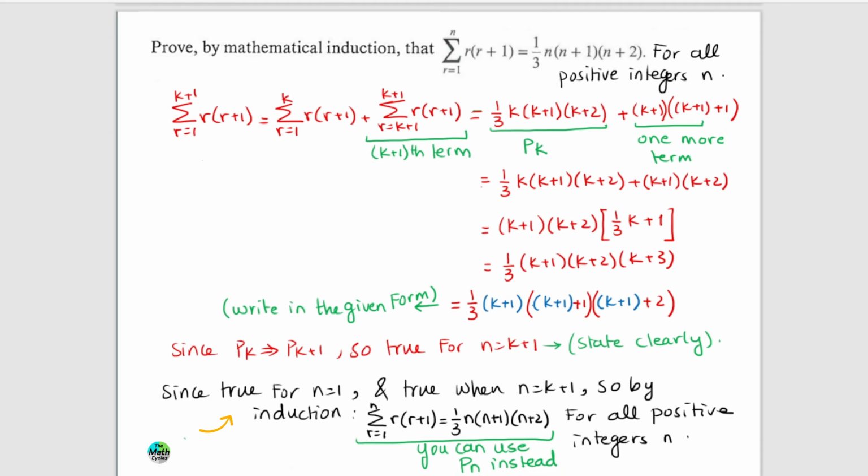Now the last step is the conclusion. So we write, since true for n equals 1 and true when n equals k plus 1, by induction, the given statement, you can write the given statement or you can write Pn, since we defined it at the beginning, is true for all positive integers n.